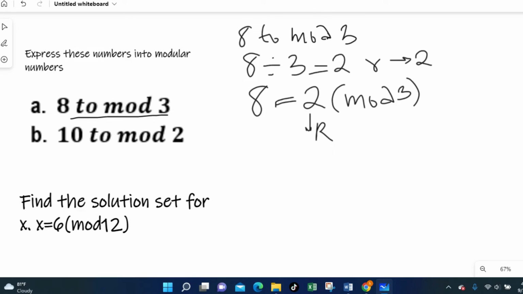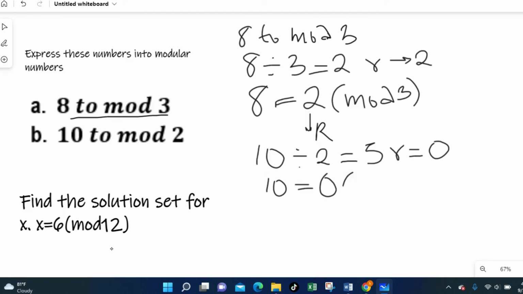Now let's look at question B. It says we should express 10 mod 2. Now to express 10 mod 2, we'll have to divide 10 by 2. 10 divided by 2 will give us 5. Now will there be any remainder? No. Very good. So the remainder will be 0. So since the remainder is 0, this term 10 mod 2 in modular terms will be 10 equal to 0 mod 2.